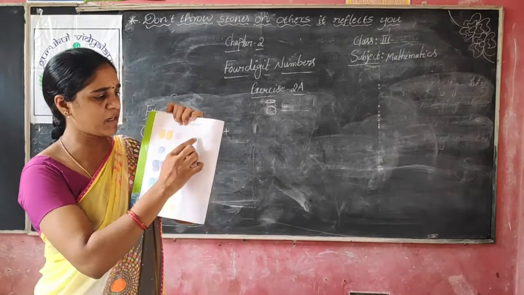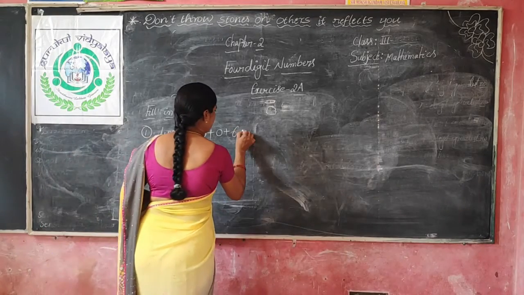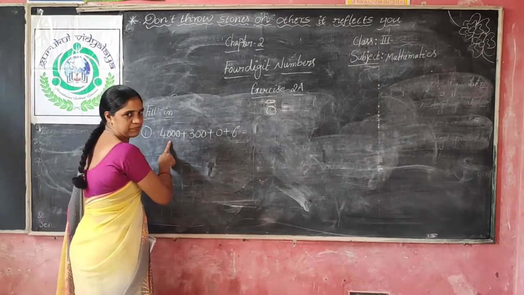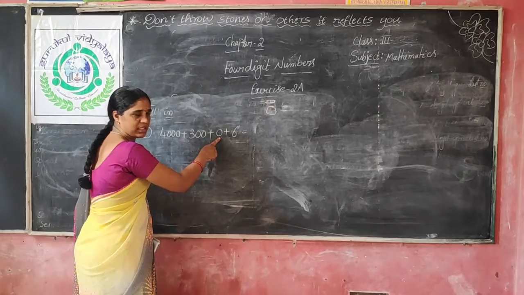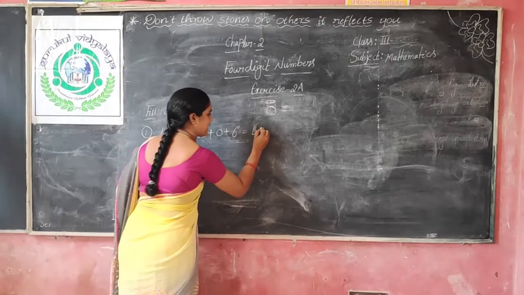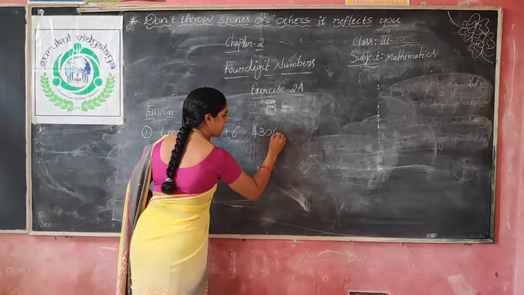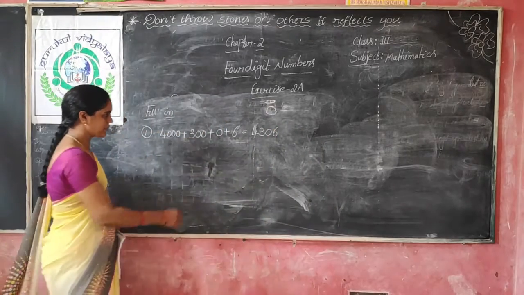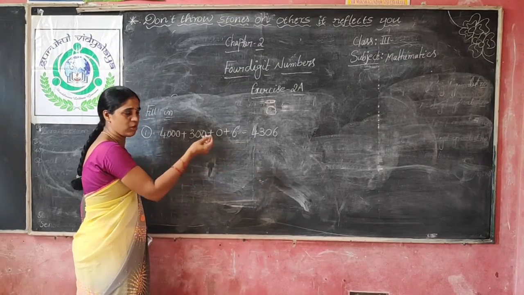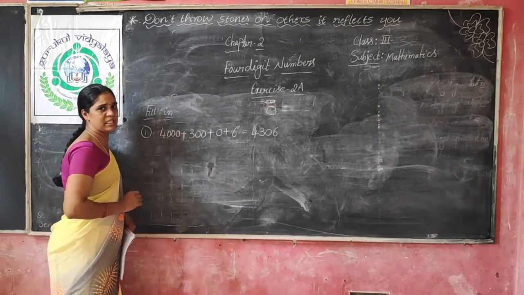Next, ones will be there. How many ones are there? 1, 2, 3, 4, 5, 6 ones are there. This one you have to write. 4000, 300, tens not there, 6 ones are 6. So in the thousands place I am writing 4, in the hundreds place I am writing 3, the tens place is not there so I am writing 0, next the ones place is 6. Here, children, why am I writing 0? The tens place is not there. You don't leave it empty; if the tens place is not there, you keep 0. For example, if the hundreds place is not there also, you have to keep 0. Okay?